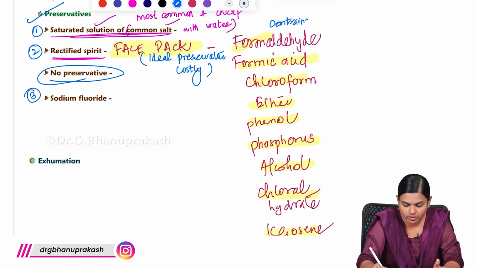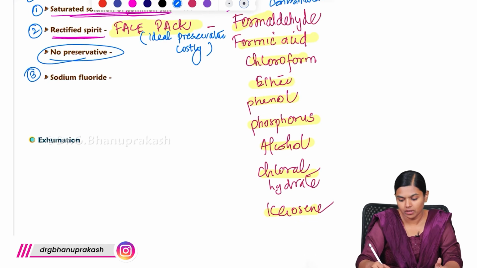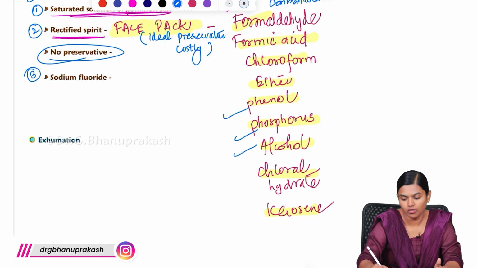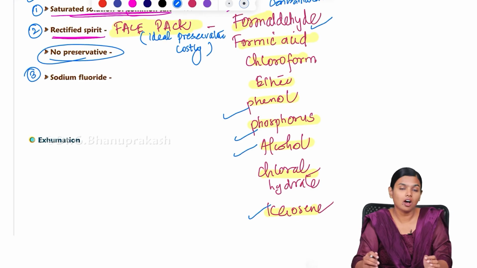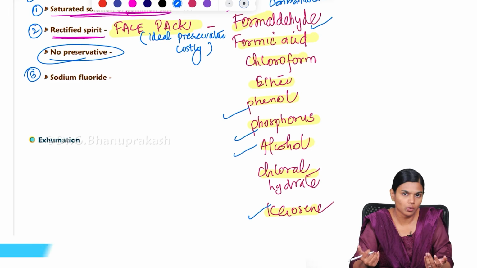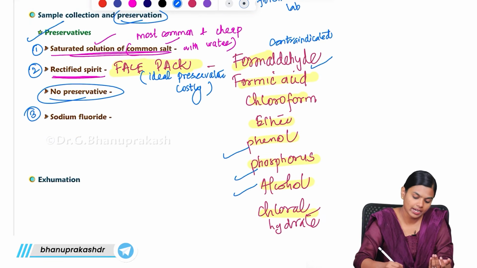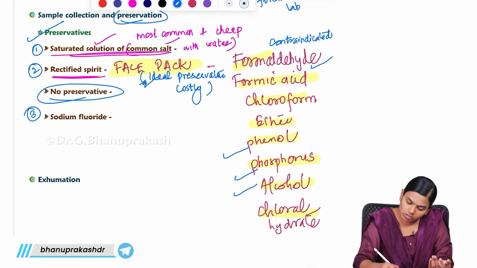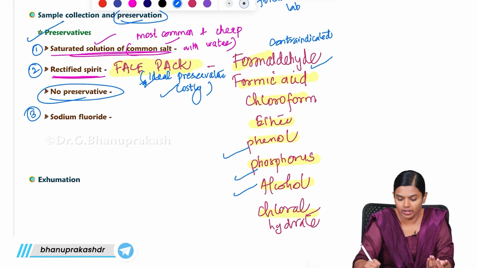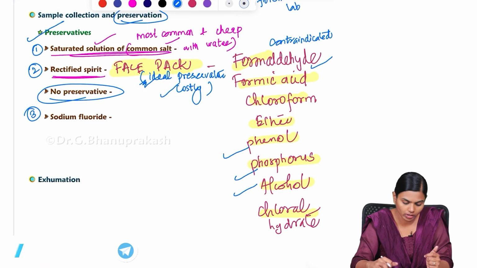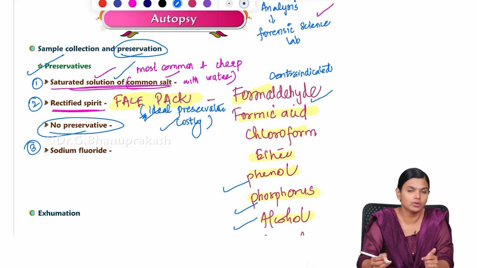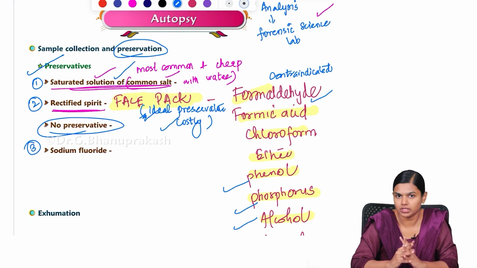But all these poisonings are the most commonly found. See, alcohol, phosphorus, phenol, formaldehyde, everything is very commonly seen, especially kerosene. In our setup, these are very commonly found poisonings. So even if it is an ideal preservative, it is costly and contraindicated in most of the commonly used poisons in our country. So we use a saturated solution of common salt as the most common preservative.